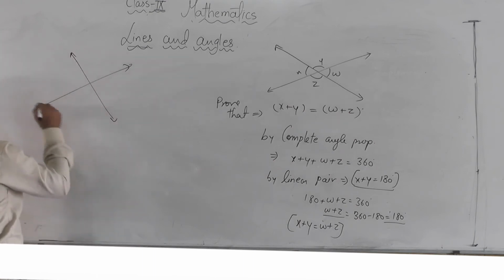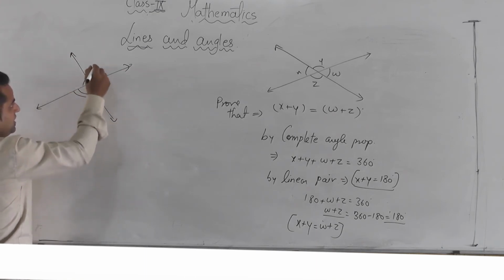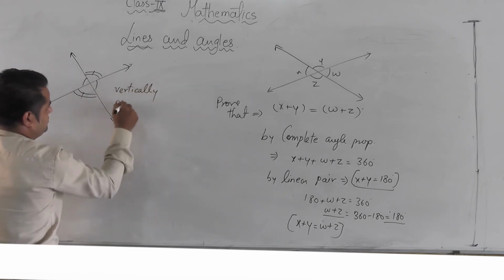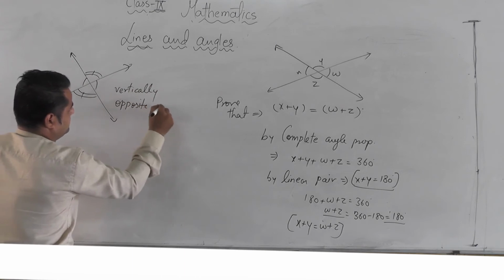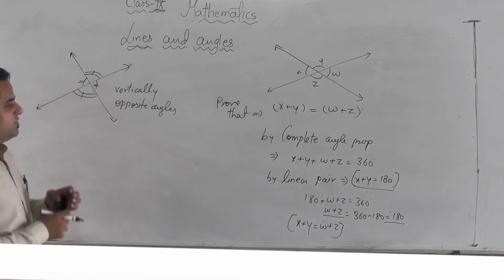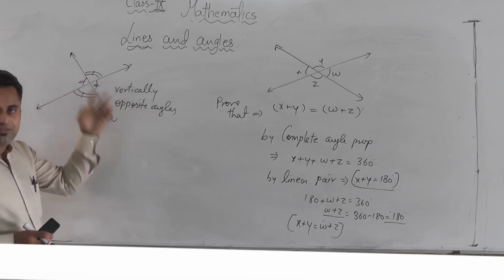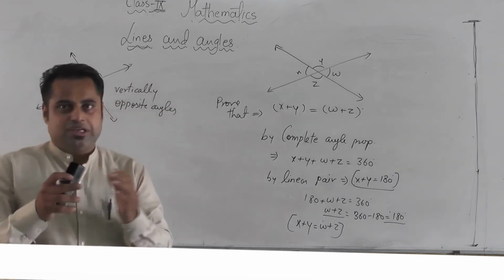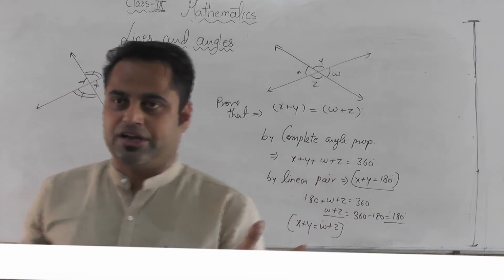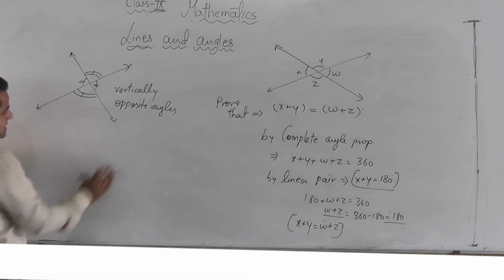In intersecting lines, the pair of opposite angles are equal, which is called vertically opposite angles. Vertically opposite angles are those angles which are apart in front of each other like this. Whenever two lines are intersecting, the angles on sides opposite to each other are equivalent. It is called vertically opposite angle. It comes under intersecting lines.